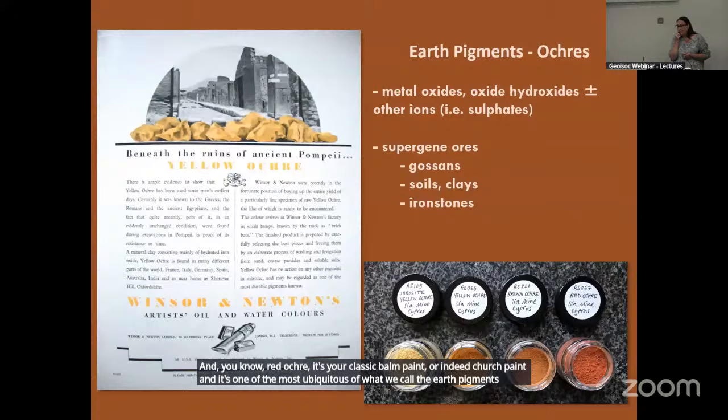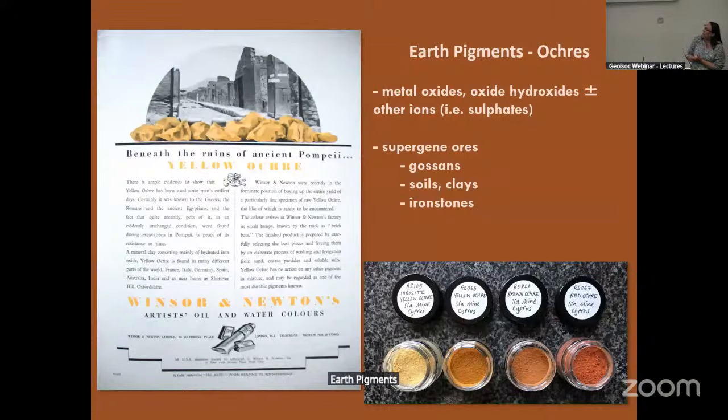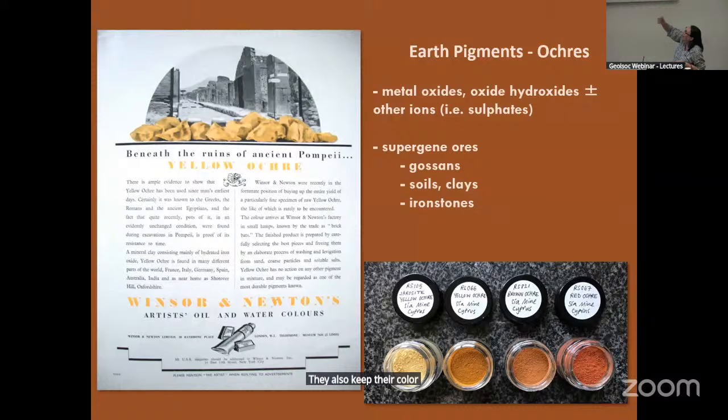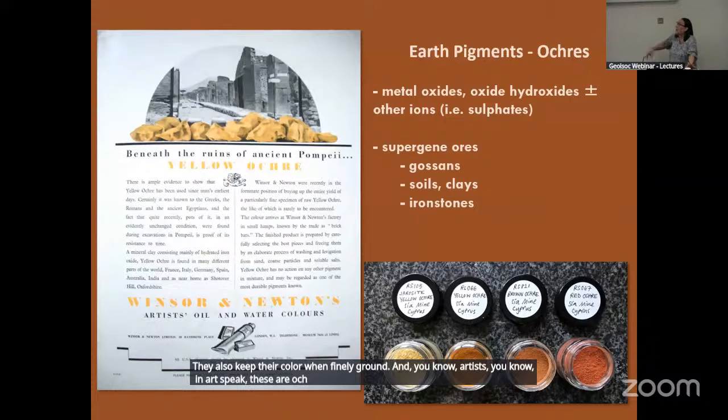So, earth pigments. This is rather a broad term, but it's a class of mineral pigments which are earthy. They're soft, they're friable, they're crumbly. They also keep their colour when finely ground. And artists, in art speak, these are ochres. They're also ochres geologically, but ochre, when you're talking about pigments, almost certainly always means iron ochres.